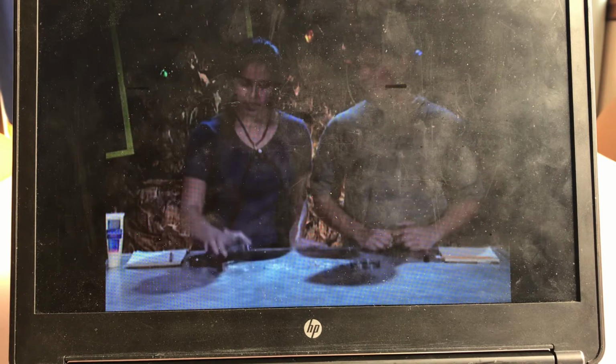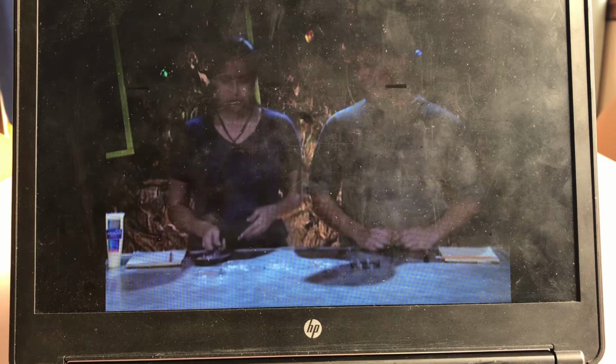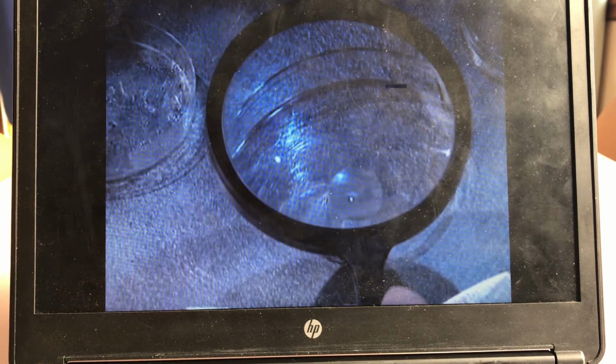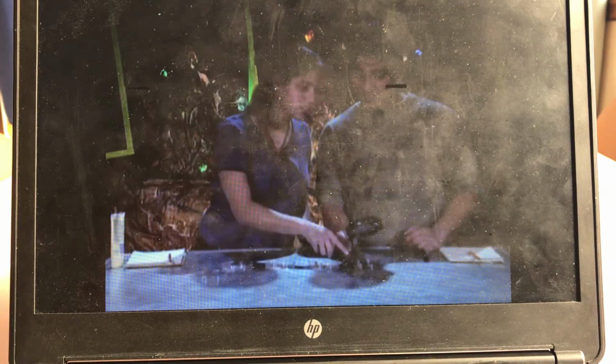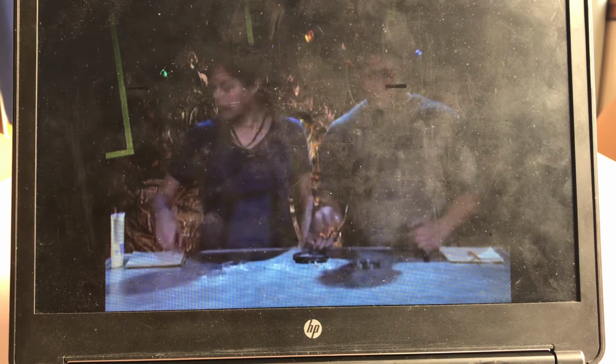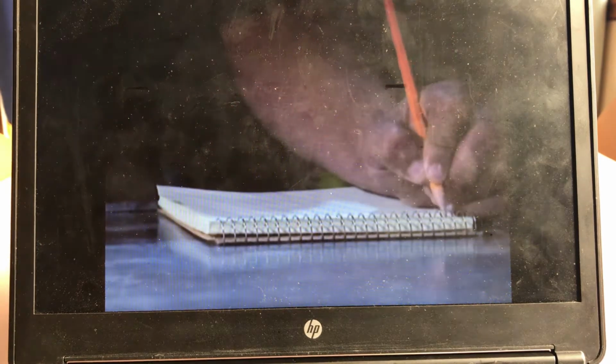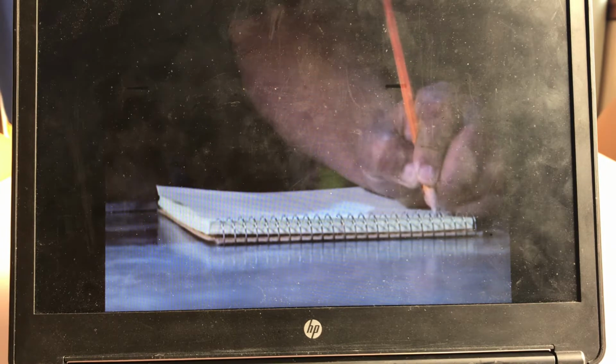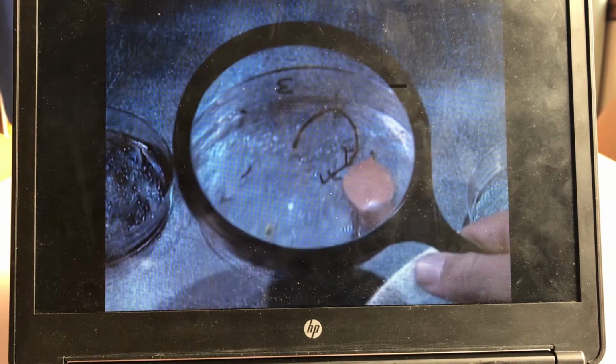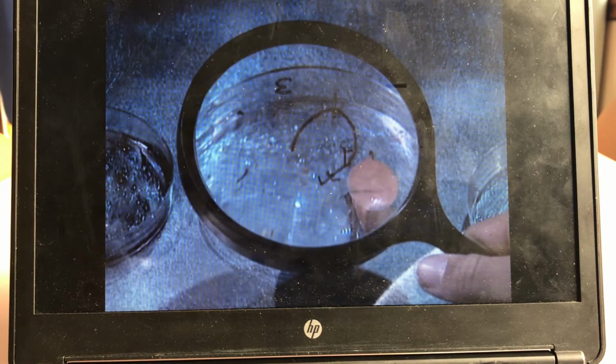Remove the cover of dish number 1, which is your control. Since the dish was covered, you should see almost no particles of any kind in it. Next, check the other 3 dishes. Record on your notepad the number of each dish, where it was located, and how many particles you could count in it. And, if you can, record what kind of particles they might be.